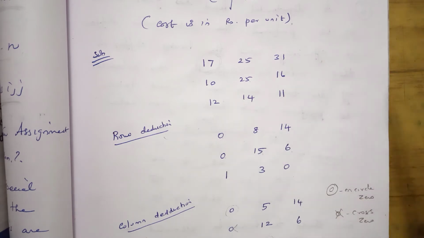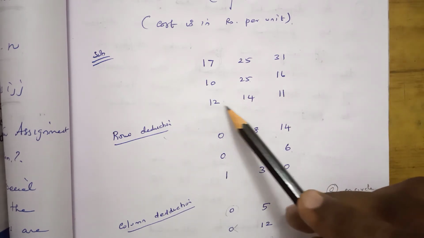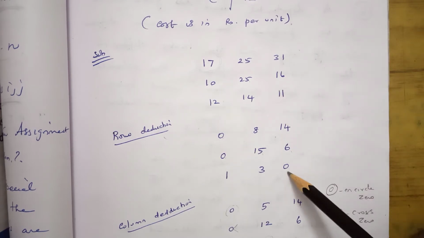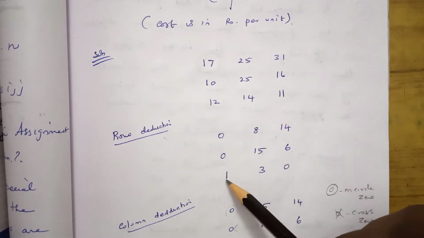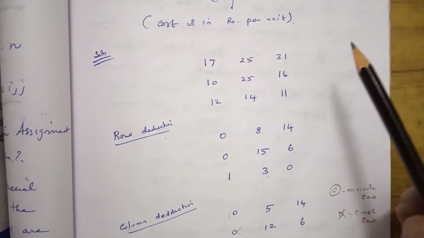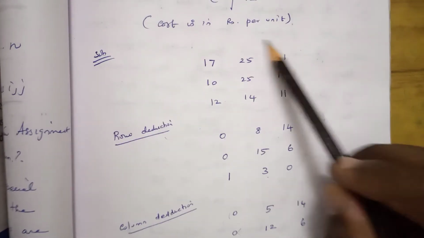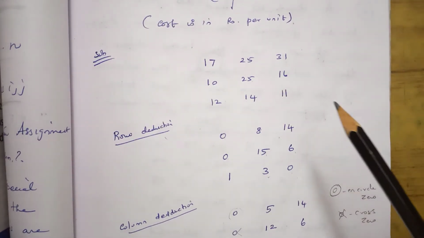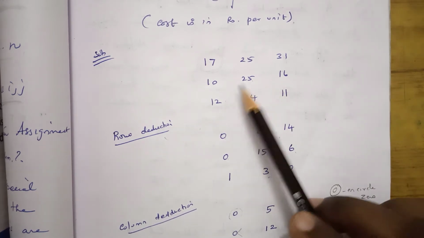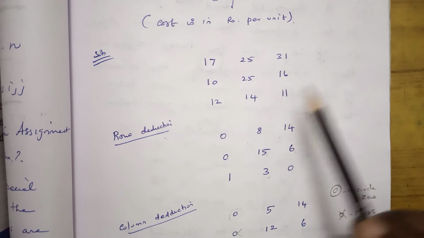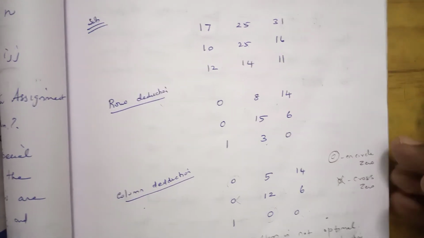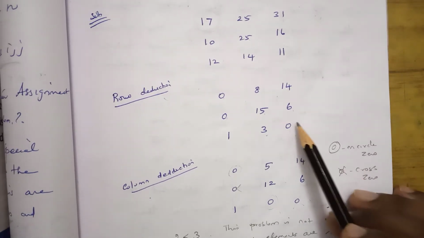The third row: 11 is the minimum value. So 11 minus 11 is 0, 12 minus 11 is 1, 14 minus 11 is 3. First we have to check that the number of rows equals the number of columns. In this assignment problem, rows equal columns. This problem is a 3 by 3 matrix, so 3 rows and 3 columns. This is a balanced assignment problem. So the row reduction is over.